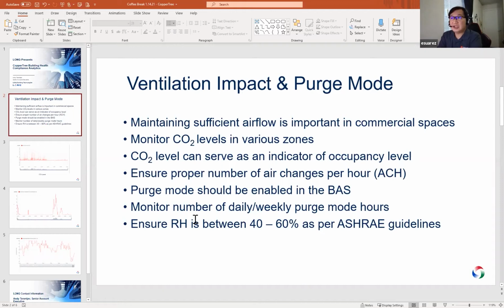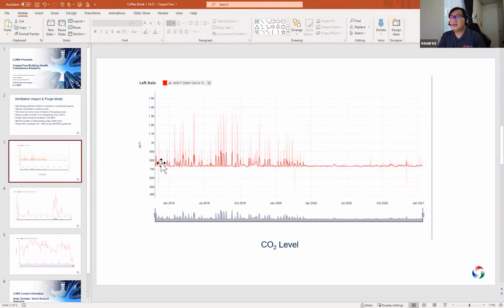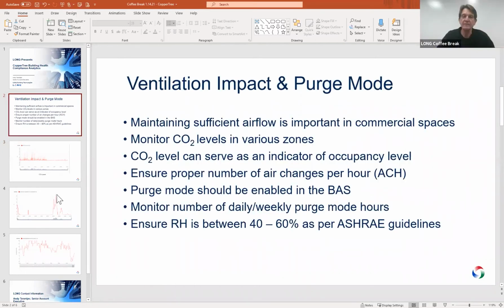But for those who don't have it right now, in some of the buildings we're implementing rules where we're using the CO2 level as a pseudo indication of their current occupancy level. Exactly. Perfect. Now, the other thing as well is ensuring the proper number of air changes per hour.